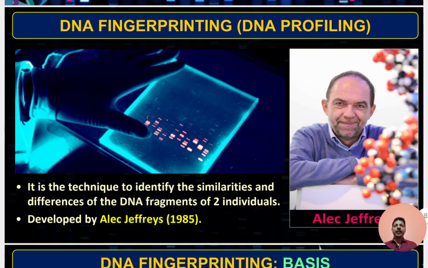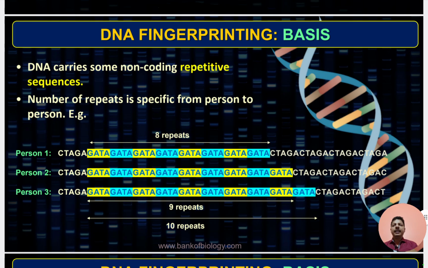DNA fingerprinting or DNA profiling. The technique to identify the similarities and differences of the DNA fragments of two individuals, developed by Alec Jeffreys, 1985. DNA carries some non-coding repetitive sequences. We all know. The number of repeats is specific from person to person. Example, you can see person 1 has this many repeats, person 2 this type of repeat, person 3 has 9 repeats and another has 10 repeats, as you can see.